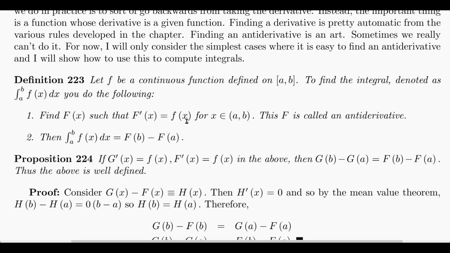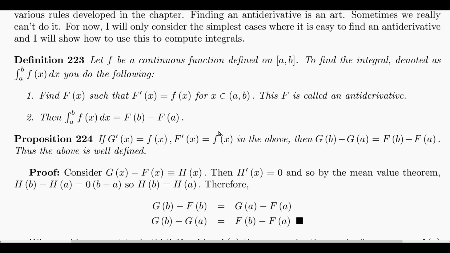Okay. Now, the way we find an integral using an antiderivative is as follows. If we have the integral from a to b of f of x dx, that integral is going to be the antiderivative at b minus the antiderivative at a. Okay? And we have in mind that f is a continuous function defined on the closed interval.